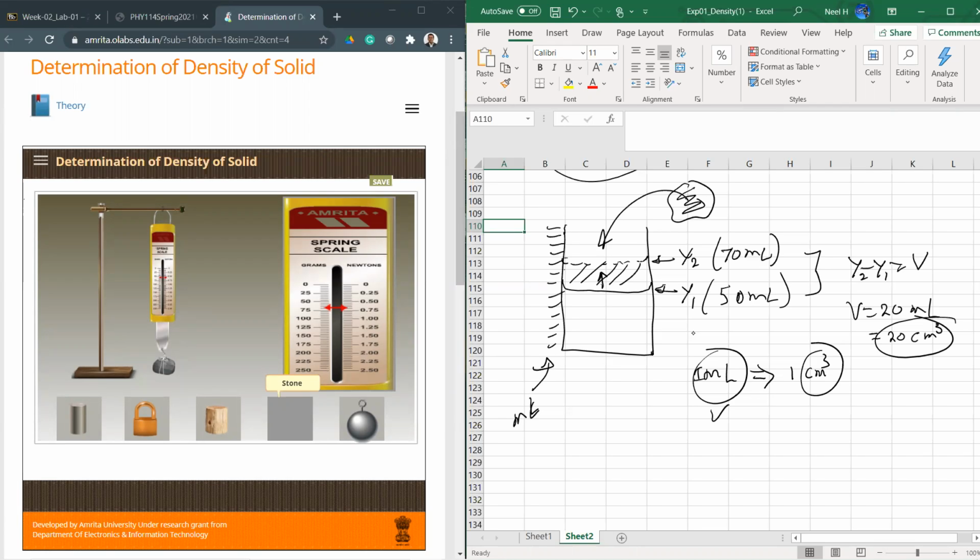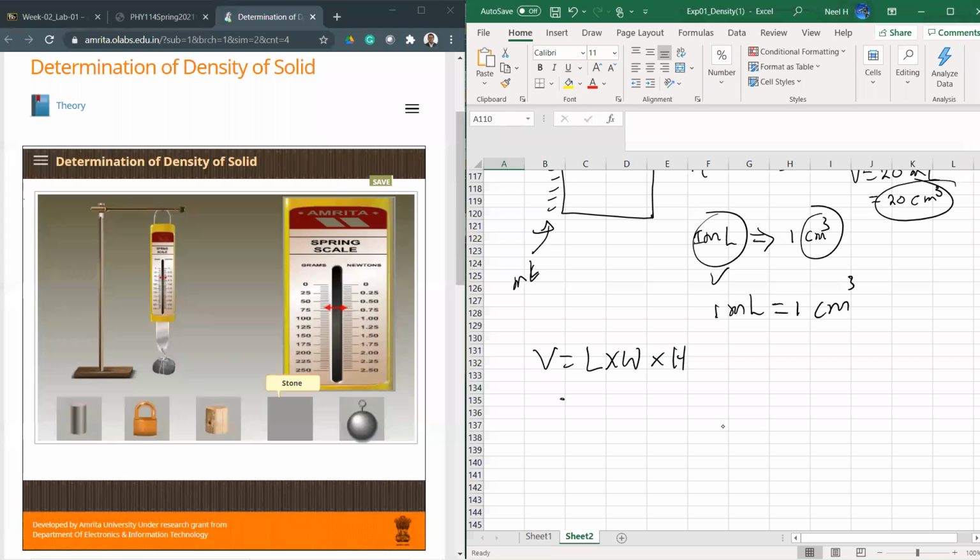Any question? You said 1 milliliter is equal to 1 centimeter cubed? Yes, 1 centimeter cubed. This is volume. Because volume is always length times width times height, which means you're multiplying three centimeters together: length in centimeter, width in centimeter, height in centimeter. So the volume should always be cubed. Okay, any other question?